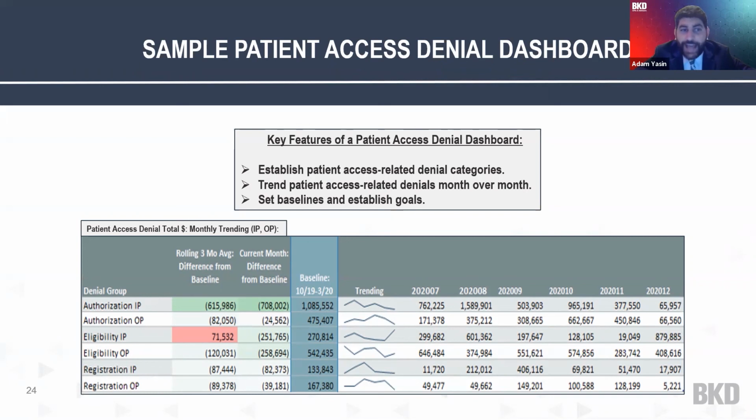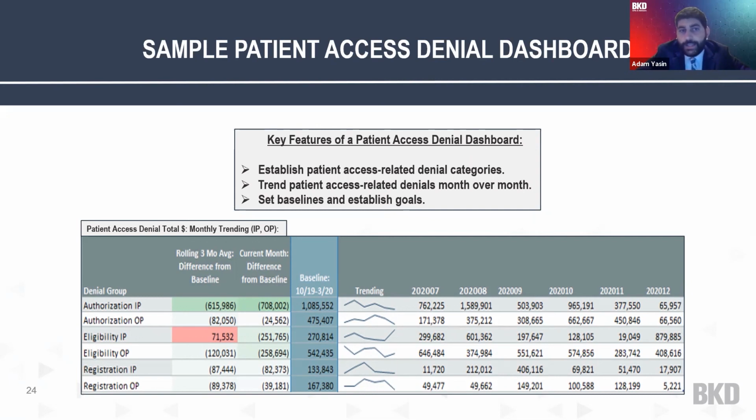One is authorization, the second is eligibility, and the third is registration. By establishing those denial categories, patient access leaders can interpret how their performance has been. Since this is more of a lagging indicator, it's something that you want to keep a pulse on and make sure that we're integrating solutions to our front end process to avoid authorization denials, avoid eligibility denials, and of course, avoid registration denials. So really emphasize having patient access leaders be comfortable with denials and understanding which ones they influence the most. Second, you want to trend patient access related denials month over month. And that's, again, what you're seeing here in the dashboard.